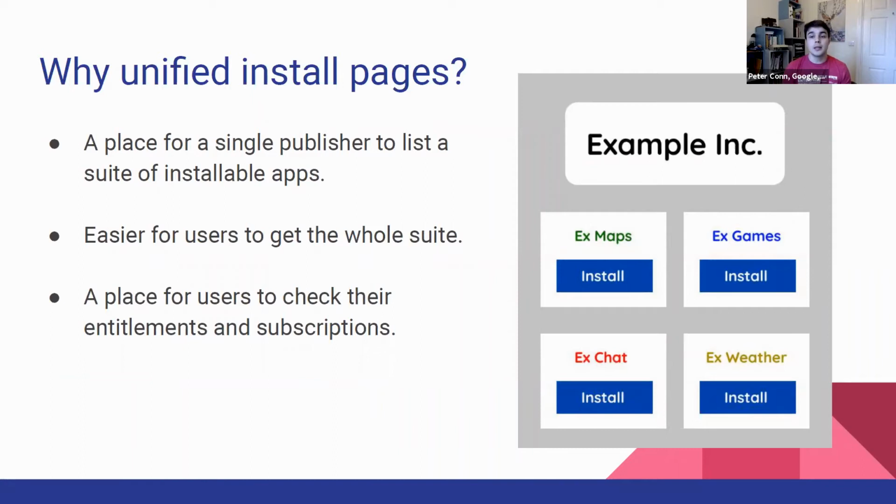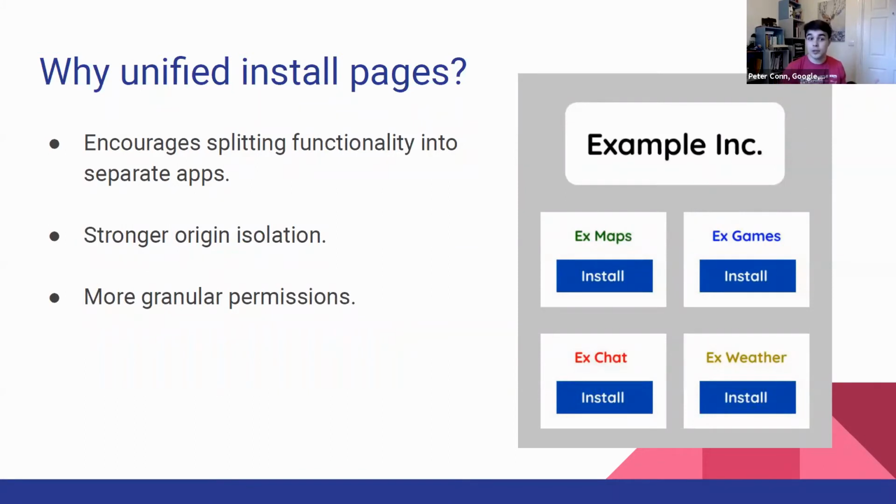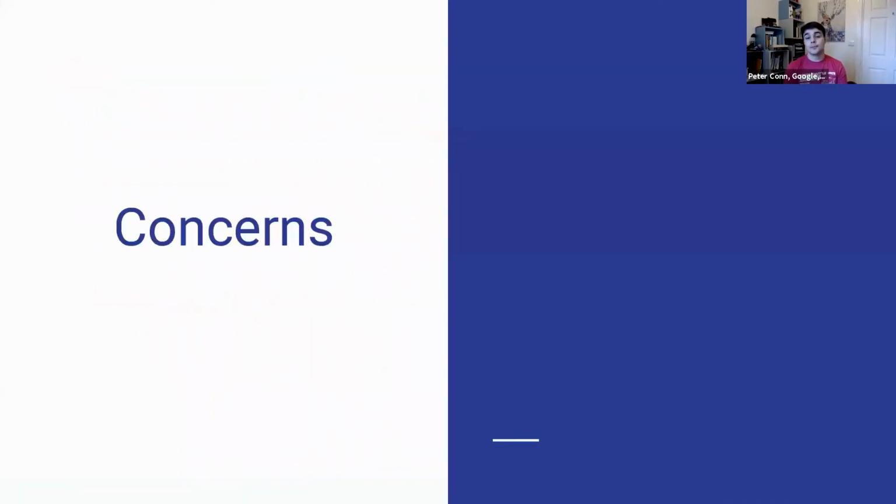With this API, it'll be easier for such a developer to link their multiple apps and let users install what they want. It also gives the users a place to check for their current entitlements, their current subscriptions, and can serve as a product management center. So yeah, the reason we like this is it encourages publishers to split their apps into different domains, which in turn gives stronger origin isolation and more granular permissions. So those are the benefits we think such an API would bring.